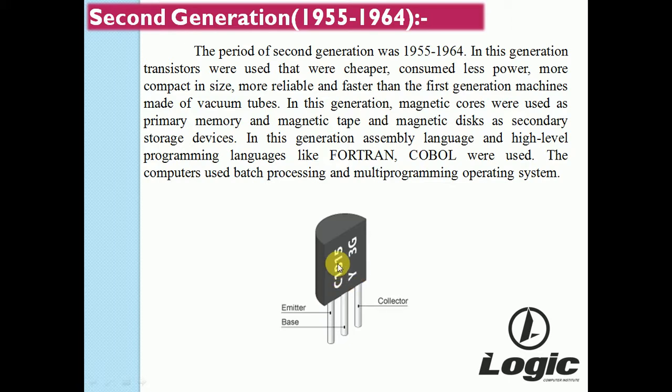In this generation, magnetic cores were used as primary memory and magnetic tape and magnetic disks as secondary storage devices. In this generation, assembly language and high level programming languages like Fortran, COBOL were used. The computer used batch processing and multi-programming operating systems. This is a transistor which is used in a second generation computer.